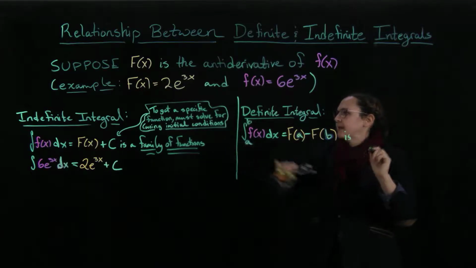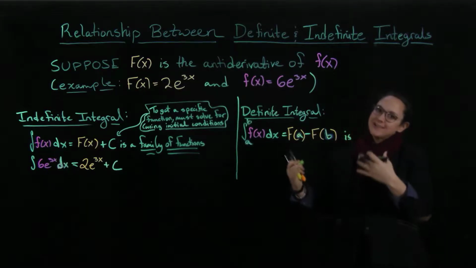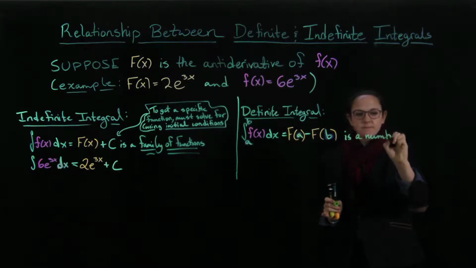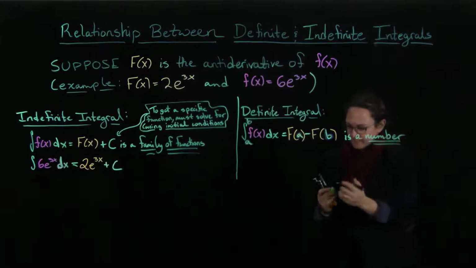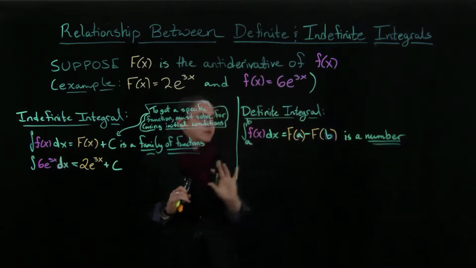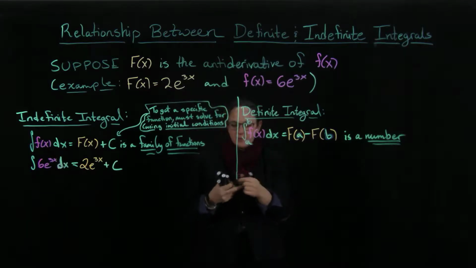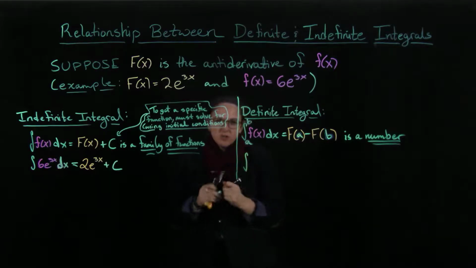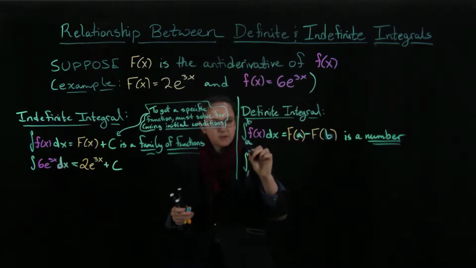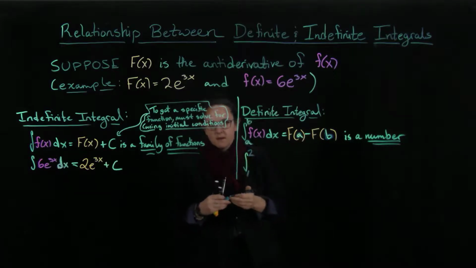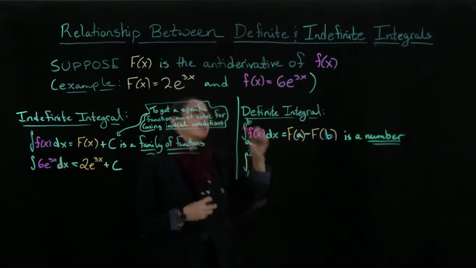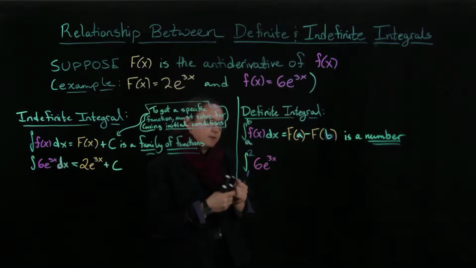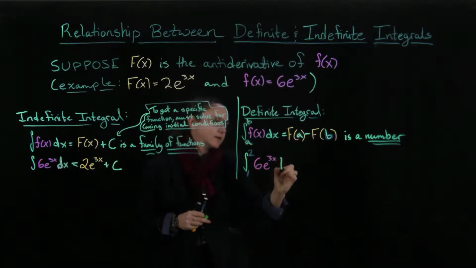In the case of the indefinite integral, I got a family of functions. If I solve for the c, I got a specific function. Here, this is a number. Now let's use our same example before. I'm going to take the integral from 1 to 2 of 6e to the 3x, and we don't forget our dx. It tells us what we're integrating with respect to.